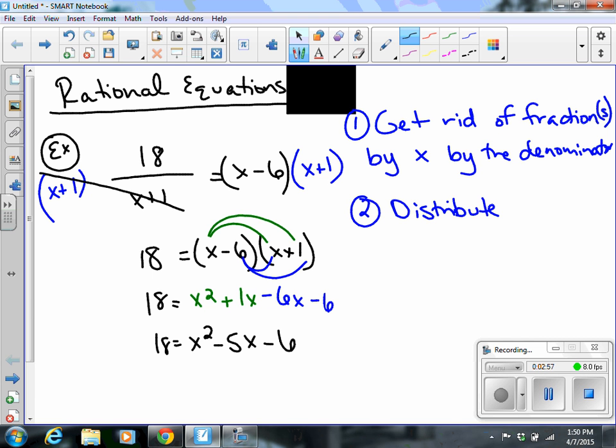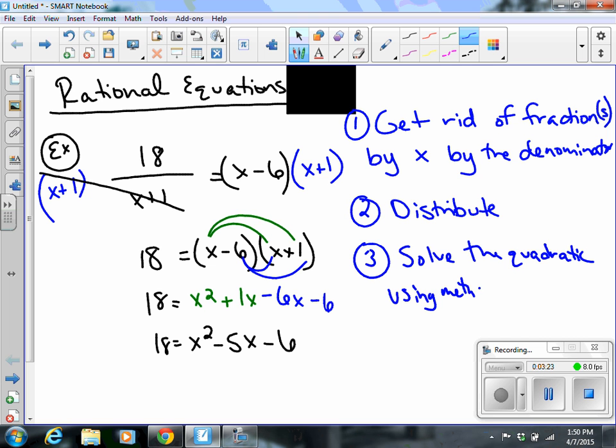So now looking at this, I have a quadratic. We've worked with solving quadratics. There are 4 different methods you could use. You could do it algebraically, by factoring, the quadratic formula, or by completing the square. So step 3, solve the quadratic using the method of your choice. So for this one, I'm actually just going to factor it.